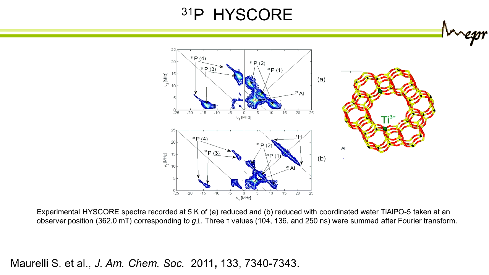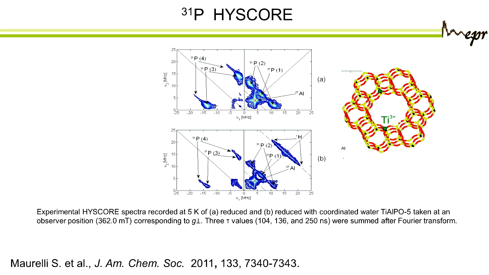So the fact that we see strong coupling for phosphorus and weak coupling for aluminum, we know that the titanium is situated in an aluminum site, so it has many phosphorus ligands around it, and the aluminum are further away. And in the HYSCORE, if you remember, we said that the peaks that are perpendicular to the diagonal have weak coupling, and these are P2 and P1.